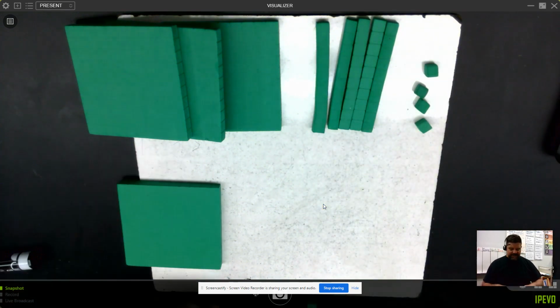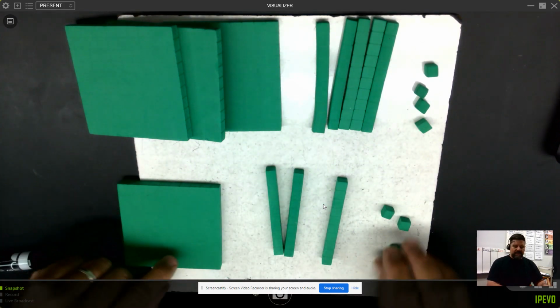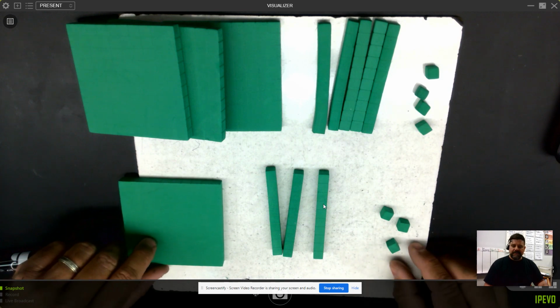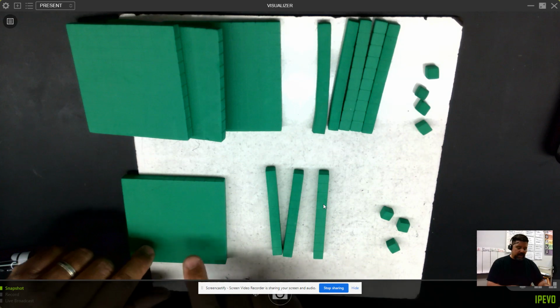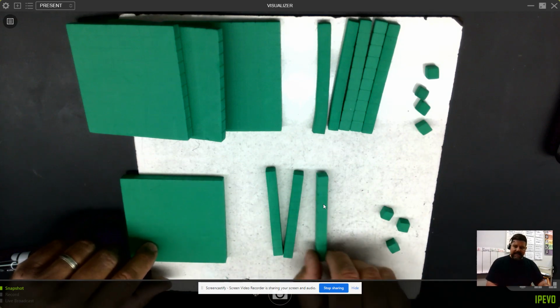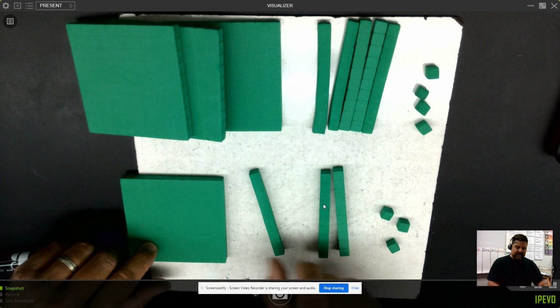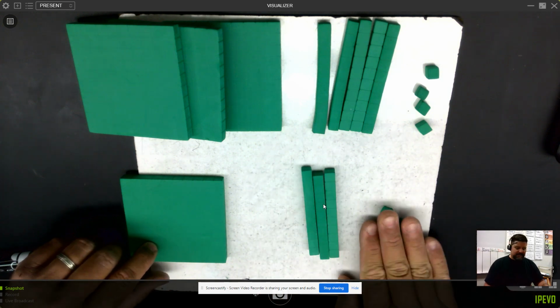Our second value that we'll add is 1 flat, 3 longs, and 3 small cubes. What's the value of this decimal? If you said 1 and 33 hundredths, you'd be correct. Again, each of these tenths could be cut into 10 pieces to form hundredths. 10 hundredths, 20 hundredths, 30 hundredths, plus our 3 hundredths would be 33 hundredths.